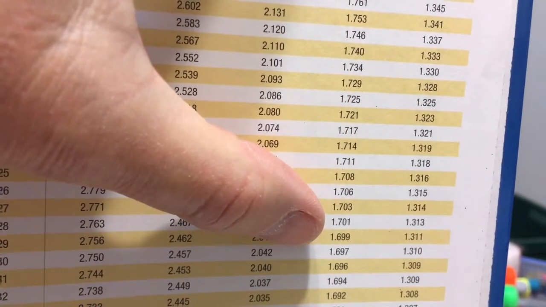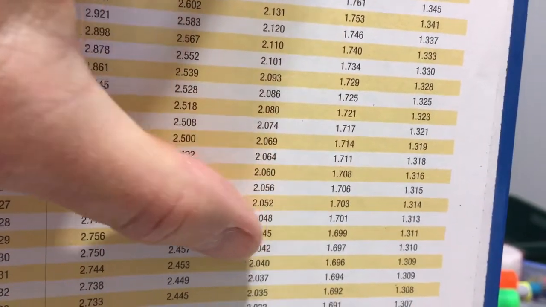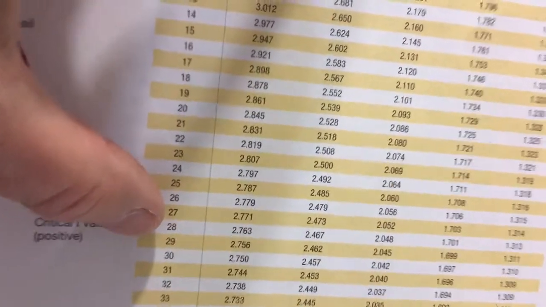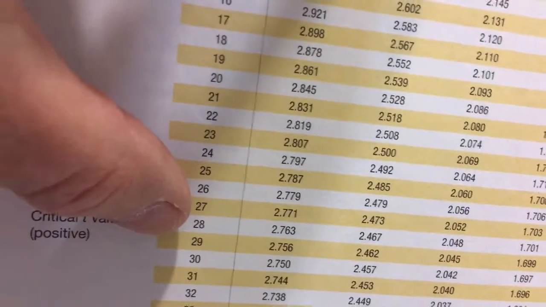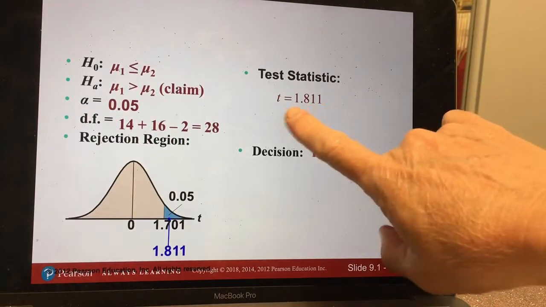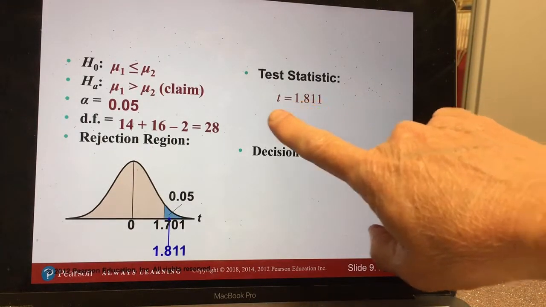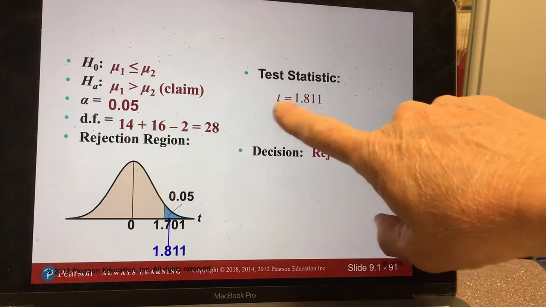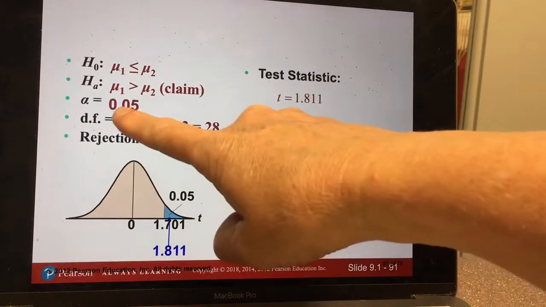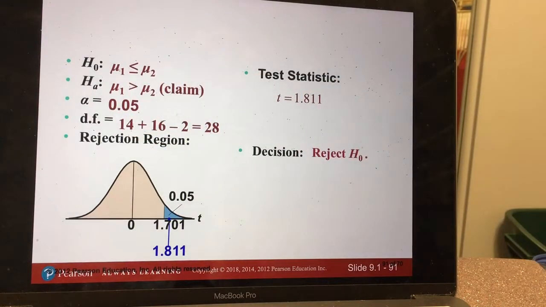1.701 goes across to the 28 degrees of freedom right there. It's hard to see. Remember, when you get back your technology, you're going to have a test statistic, but you'll also have the p-value, which you can compare to the alpha and do a p-value test as well.